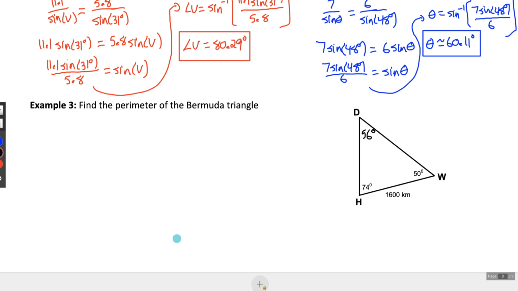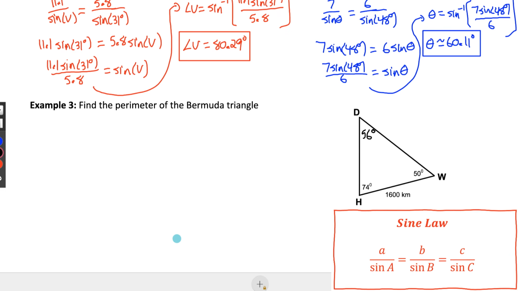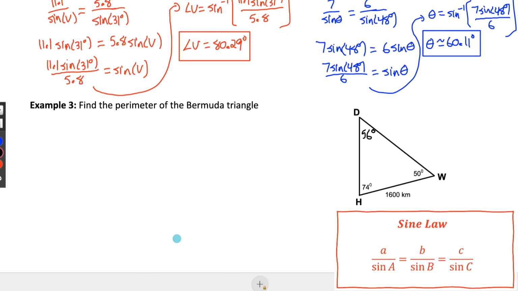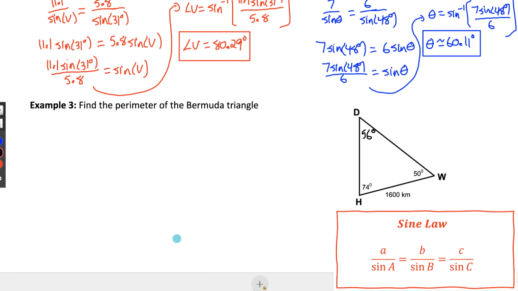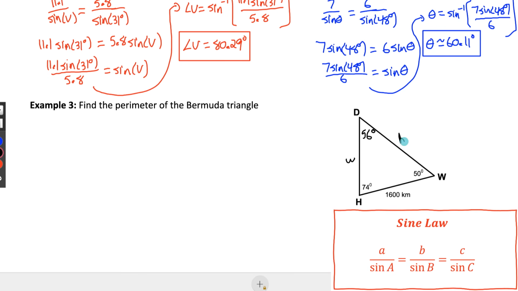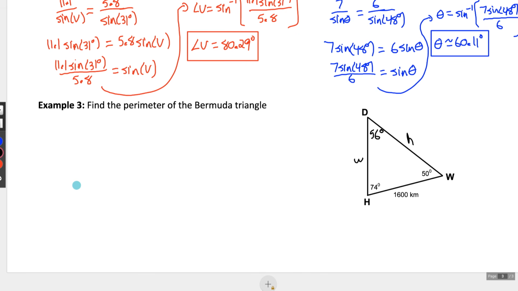So I know all the angles in the triangle and one of the side lengths. I could use sine law to figure out another side length. And remember, I can't use SOHCAHTOA or Pythagorean theorem here because this is not a right angle triangle. So my only option right now is sine law. So I could use sine law to solve for either side W or side H. We're actually going to need both of them, so we'll do this in two parts. Let's start by figuring out side W.